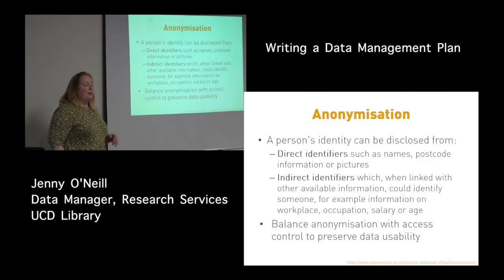So in terms of anonymization, as I said, anonymized data are no longer considered personal data, but anonymization is a lot more than just taking out the direct identifiers. Direct identifiers might be the name, address, postcode. Photographs are also considered direct identifiers because people are immediately identifiable from them. But you also need to think about the indirect identifiers, which, when linked together, could identify someone, such as workplace, occupation, salary, or age.